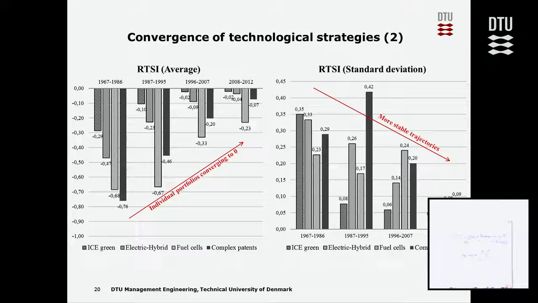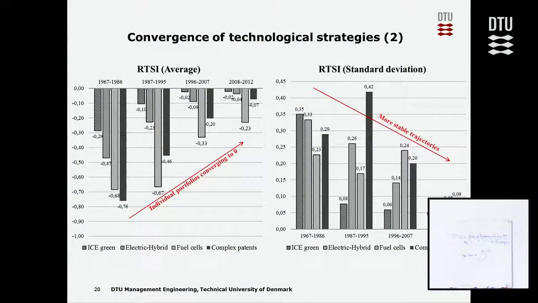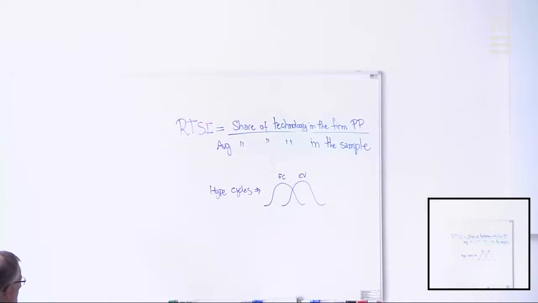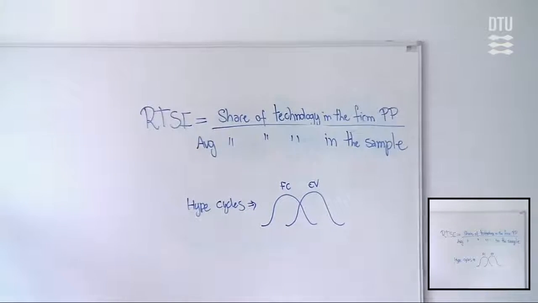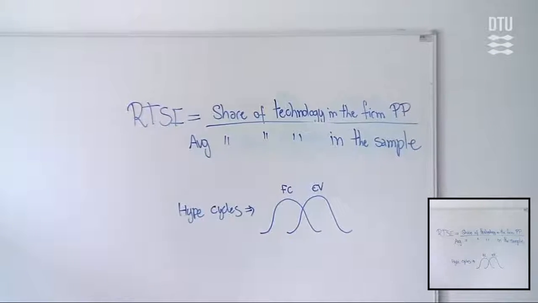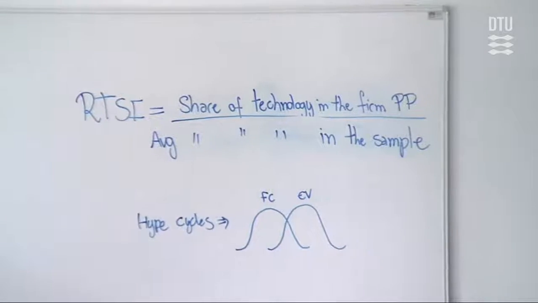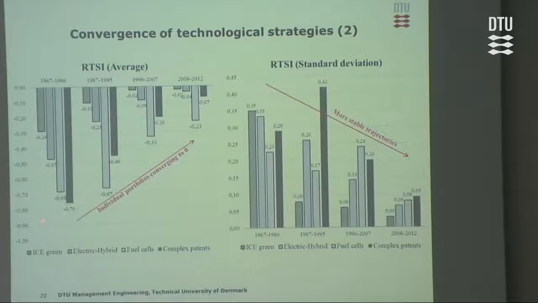If this index is 0, it means that the share of the technology in the firm is more or less the same as the share in the average of the sample. And if it's from 0 to 1, it means that the share of this technology is higher in the firm than in the average of the sector. So the firm is more specialized in that technology than the sector. When we check the individual portfolios of the firms, they're all converging. So it's going from -1 to 0.